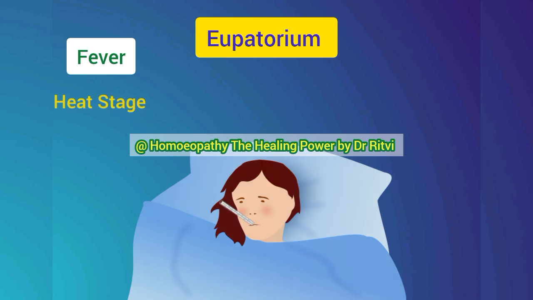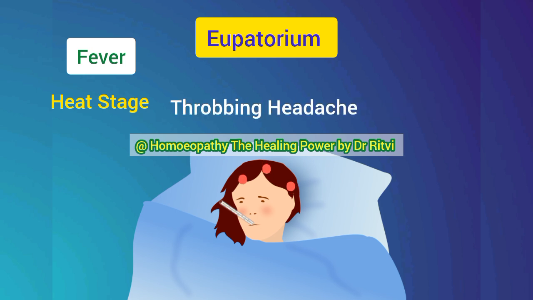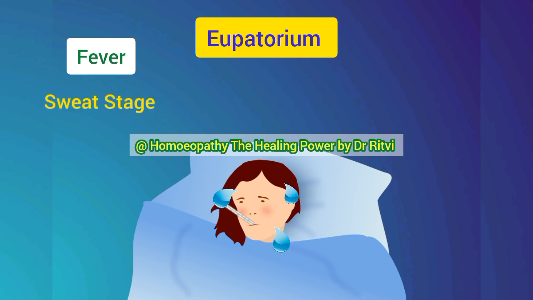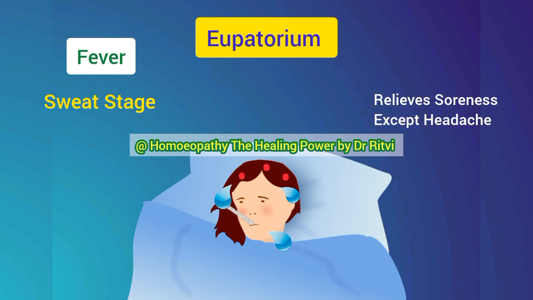This is followed by the heat stage, and during the heat stage there is not so much thirst. The patient suffers from a high degree of temperature. There is severe throbbing headache which pains so violently, and the soreness of the body parts continues, which is later followed by the sweat stage. The sweat is sometimes scanty or sometimes absent, and if the sweat is present, it relieves all the symptoms except the headache.